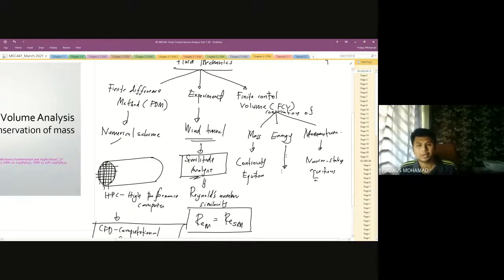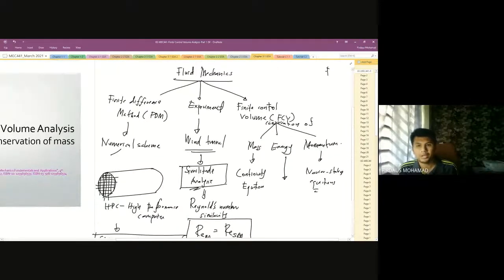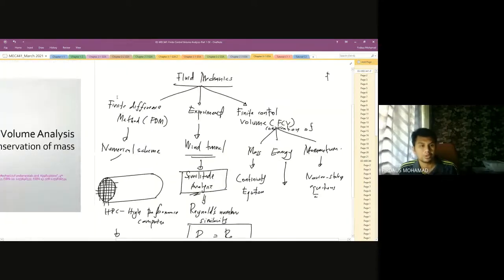But bear in mind, even though this finite control volume uses conservation of mass, energy, and momentum, the finite difference method also uses the same conservation. Maknanya dia, in order to do the analysis based on the finite difference method, we need to satisfy all those three conservation laws: conservation of mass, energy, and also momentum.